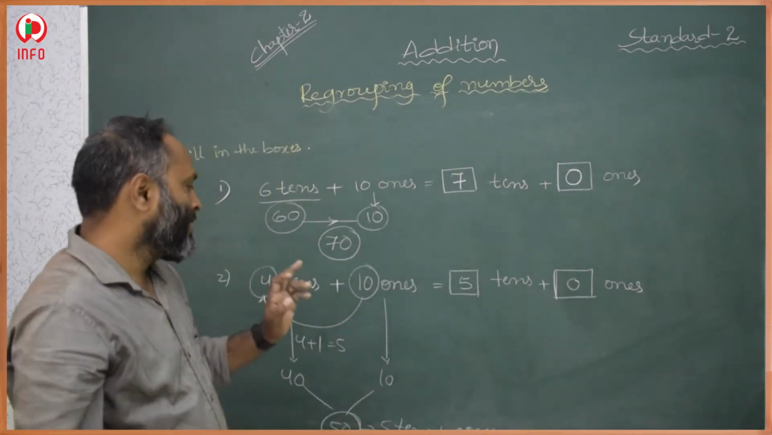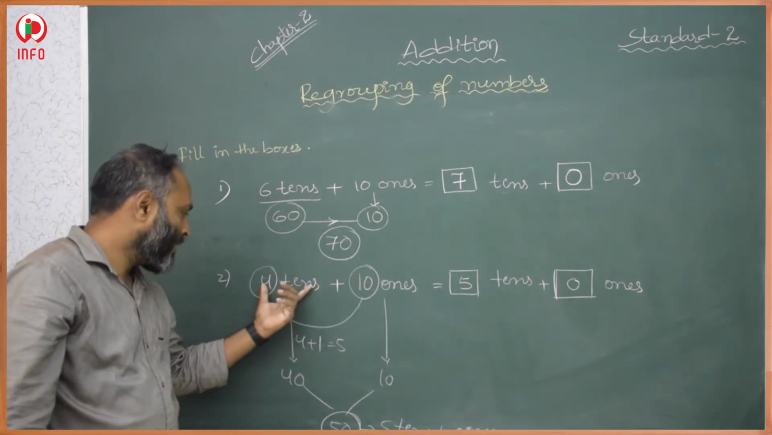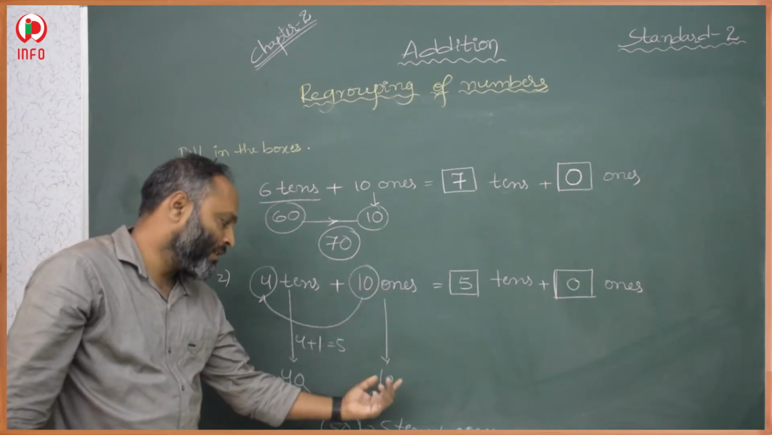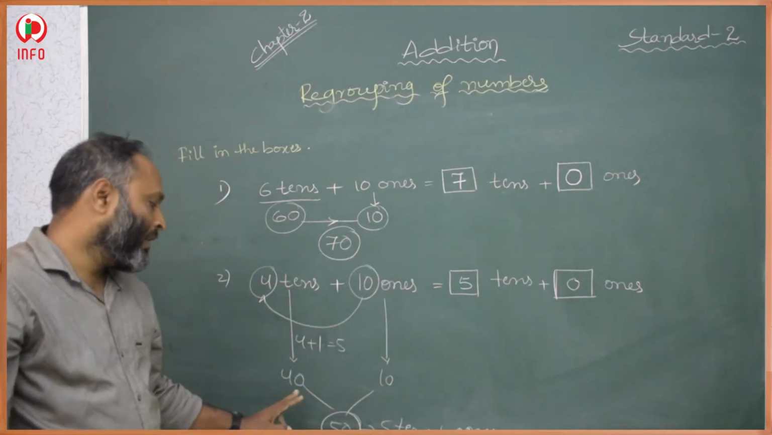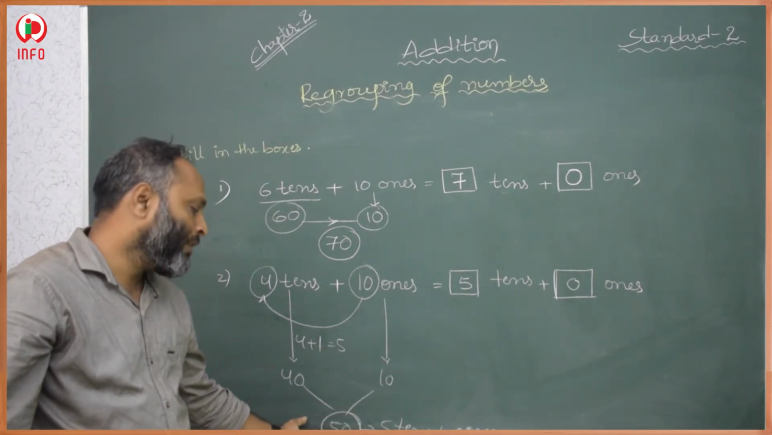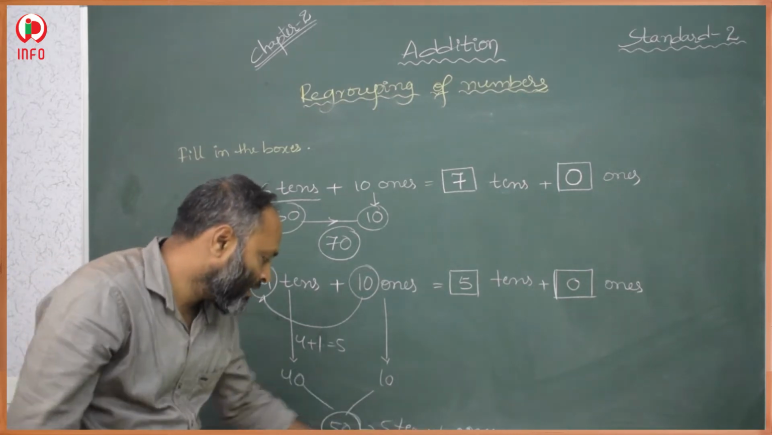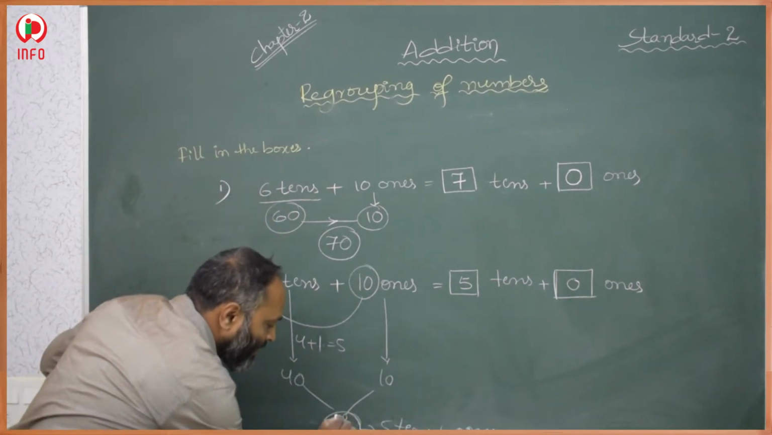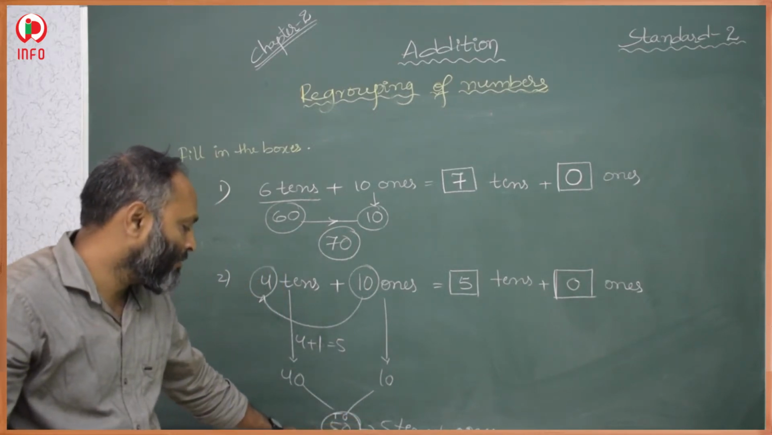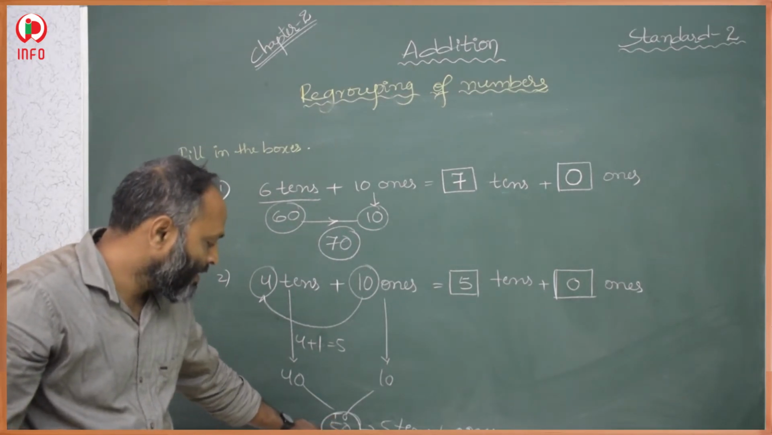Once again, see here: 4 tens and 10 ones. 4 tens is nothing but 40. 10 ones is nothing but 10. If you add 40 and 10, we get 50. 50 means 5 tens, 0 ones. 0 is in the ones place, 5 is in the tens place. It means 5 tens, 0 ones.